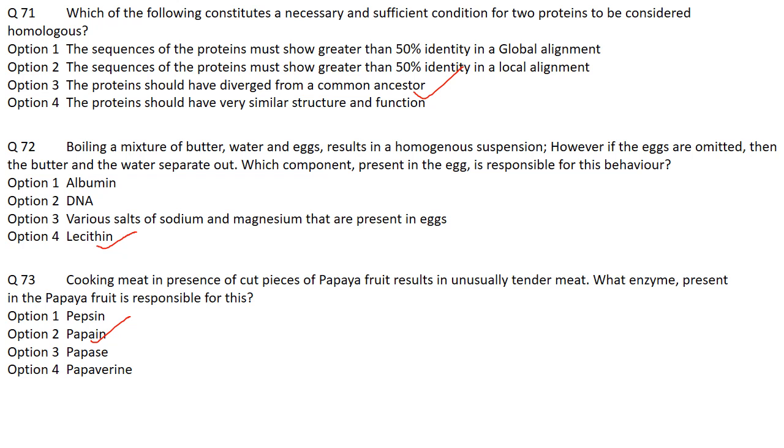Answer is option 3. Then, boiling a mixture of butter, water, and eggs results in a homogeneous suspension. However, if the eggs are omitted, then the butter and water separate out. Which component present in the egg is responsible for this behavior? It is lecithin present in the egg. Answer is option 4. Then next one. Cooking meat in the presence of cut pieces of papaya fruit results in unusually tender meat. What enzyme present in the papaya fruit is responsible for this? It is papain. Answer is option 2.